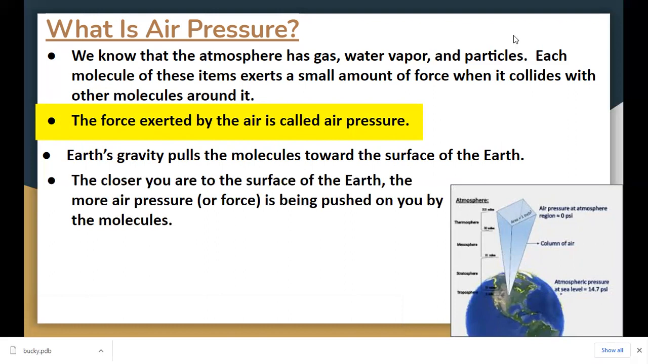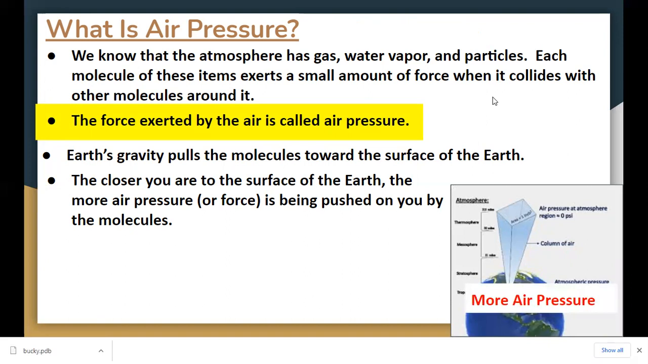It makes sense. There's going to be more molecules on top of you if you're standing at the surface of the Earth than if you're way, way up high, almost to space, right? Think about if you were swimming in a pool. If you go real deep in the pool, the water pressure gets stronger and stronger. There's a part in the ocean that gets so deep that people can't even get that far down because the water pressure would crush them. So water pressure is similar to air pressure in that sense.